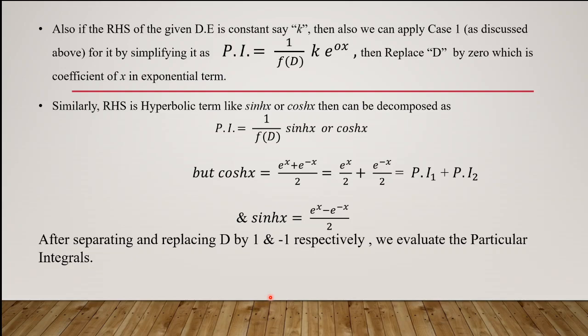Now this particular case contains different sub cases. What are those different sub cases? If the RHS of the given differential equation is a constant, say k, it can be converted to case number 1 as discussed above. How? k can be written as k into 1, and 1 can be written as e to the power 0x. That gives my first case form, e to the power ax. So accordingly replace d by 0.